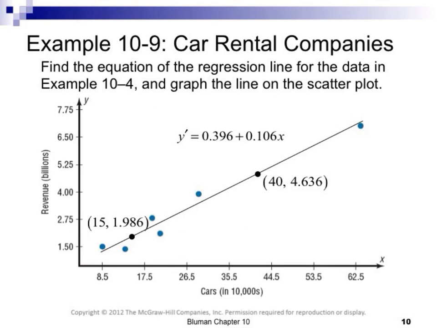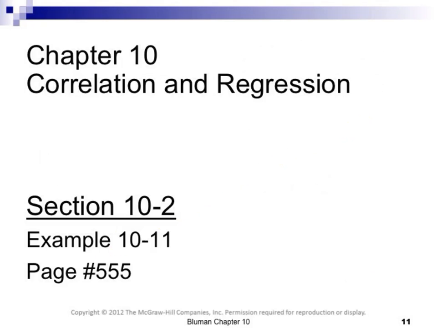And so then you have this data. The blue dots are the data that was given in the problem. The black dots are the ones that you calculated. And you can see that this line is your line of best fit. And you just go through those 2 points that you calculated.